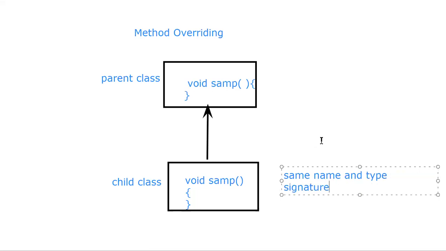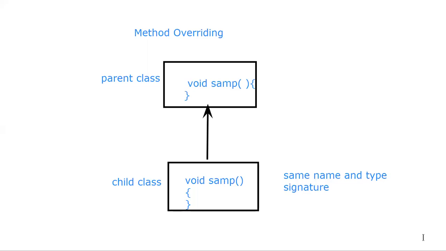Remember these two: it should contain the same name and same type signature. I hope you understood what we mean by type signature. Type signature represents its return type as well as parameter list. Everything should be similar. If it is similar, then that method is said to be overridden. Overridden in the sense that whenever, in the subclass, you try to access a method called sam, it always refers to the method defined in the subclass, not the one defined in the parent, since the subclass method hides the parent class method which has the same name and type signature.